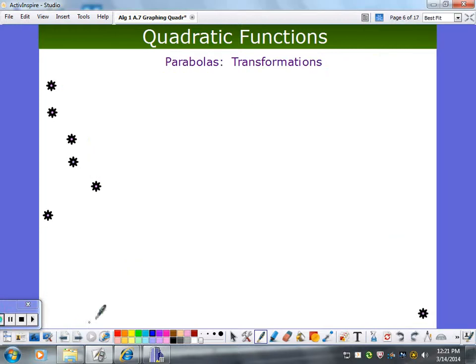So that's one thing. Transformations. Now, a moment ago I mentioned this idea of y equals x squared being a parent function. When we graph quadratics, we take advantage of transformations. Now, do you remember transformations from way back? What's a transformation? We had different kinds? Do you remember them?